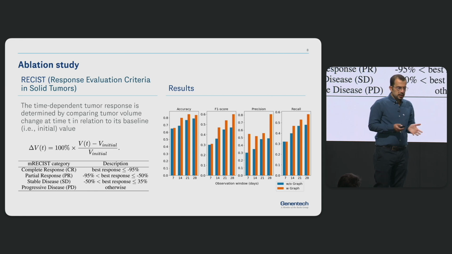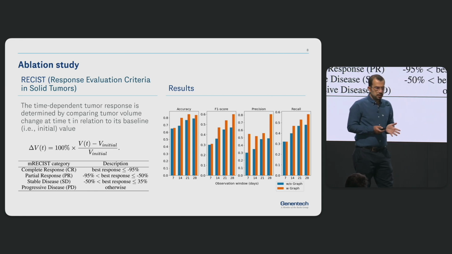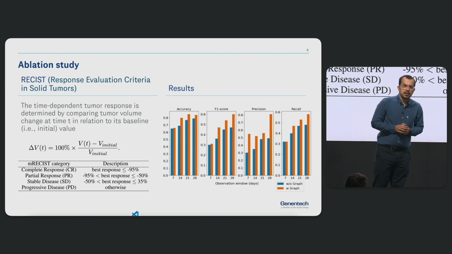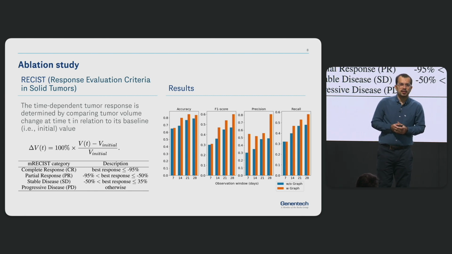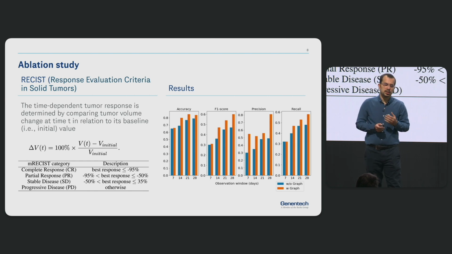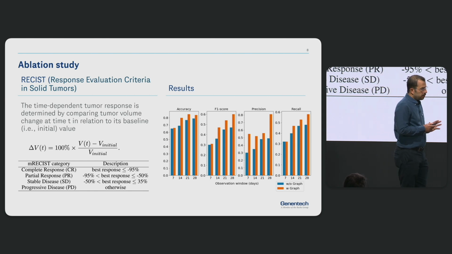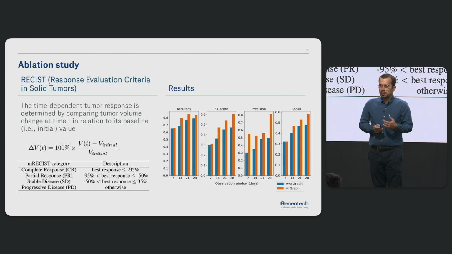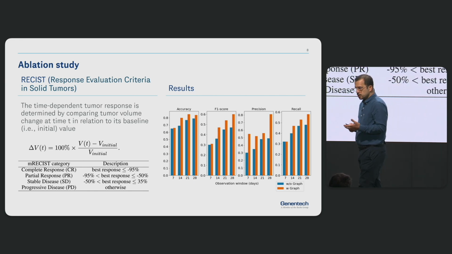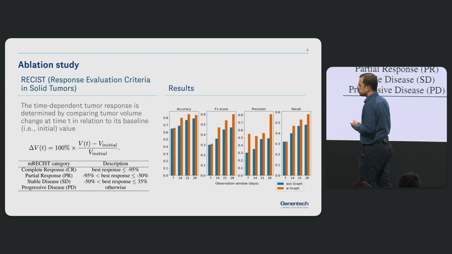So we wanted to evaluate our system and see how it works. We evaluated it based on a criteria called RECIST, or response evaluation criteria in solid tumors. It's a very well-known criteria in oncology and in the clinic. At the end of the day, what it does is categorize the patient response into 4 categories.